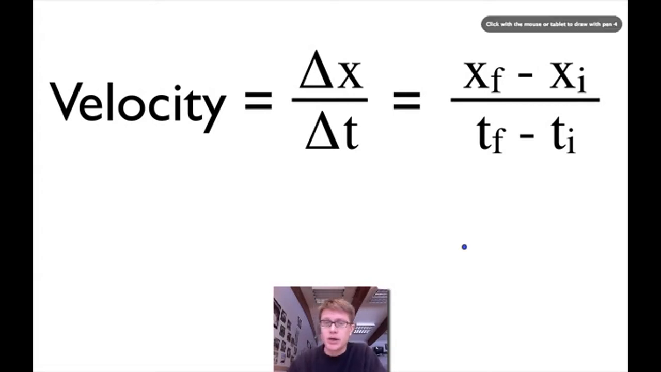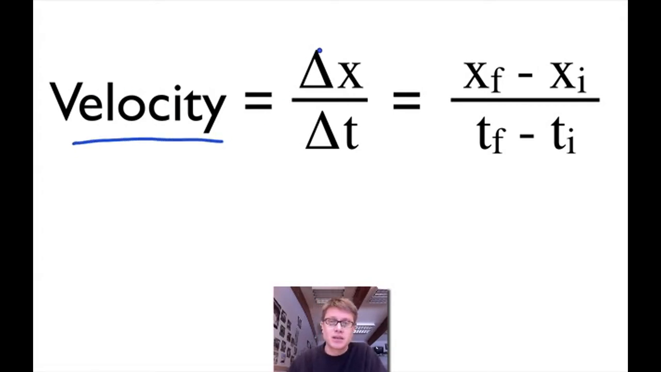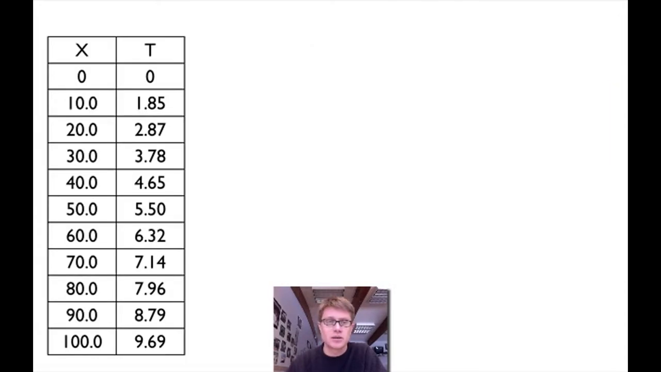And so a better way to remember what velocity is, instead of the change in x over the change in t, is it's the final x, or its final position, minus its initial. And so get used to this in science. The f always stands for final, and the i always stands for initial, divided by the final time minus the initial time. And so this is a better way to explain what velocity is. And let's try a problem where it actually varies a little bit.